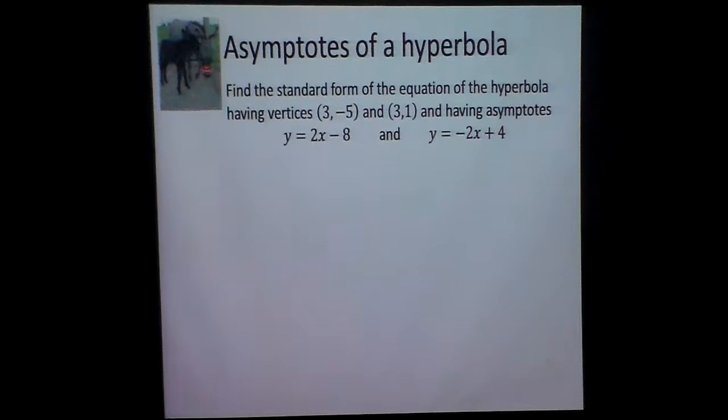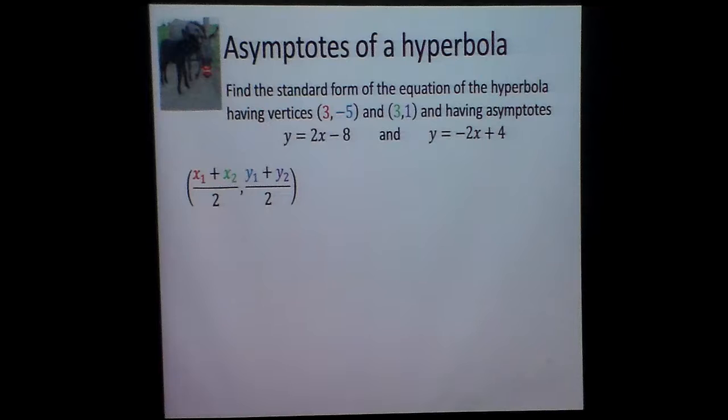Okay, how do we find the equation of the hyperbola? We're given the asymptotes of the hyperbola with the vertices being (3, -5) and (3, 1). That tells me that this is going to be a vertical transverse axis because the x's are the same. That's very helpful because first off I need to find the midpoint. What's going to be nice is I know the x's are still going to be at 3.